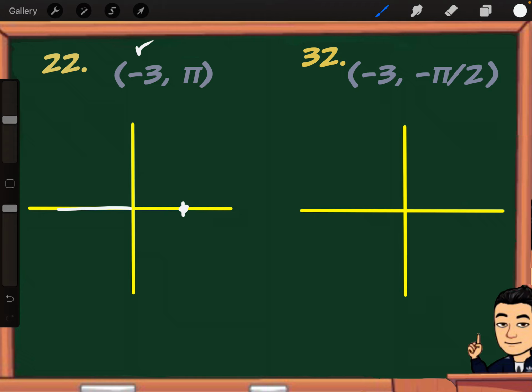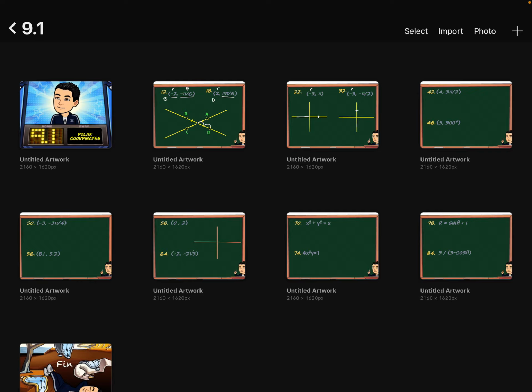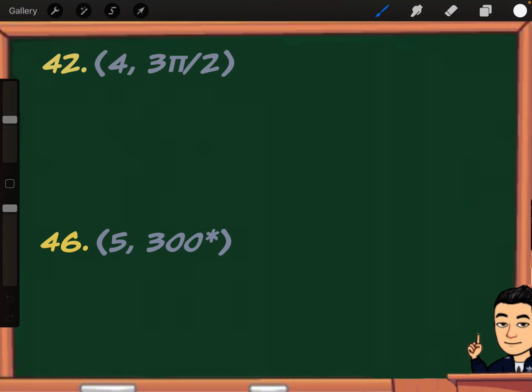Okay, so number 32, -pi over 2 is going to be right here. Okay, so the radius is going to be -3, so you're going to go 1, 2, 3 backwards. So this is where your point is. Okay, so let's check out number 42.